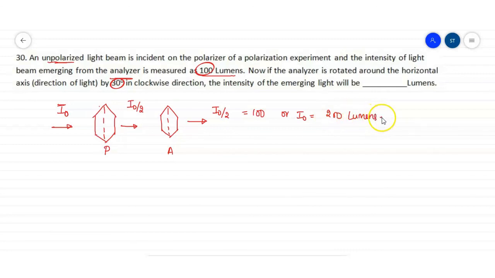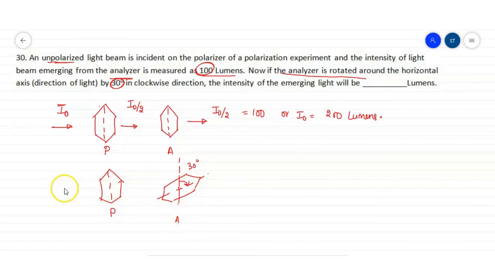Now in second case, observe what is happening. We are going to rotate the analyzer by an angle 30 degrees. So polarizer is going to remain the same. Now the analyzer is going to be rotated by an angle 30 degrees in clockwise direction. So if this is the vertical, we have rotated by an angle 30 degrees in clockwise direction. This is our polarizer, this is our analyzer. Now see what will happen.